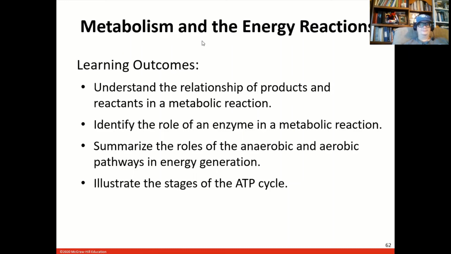And summarize the roles of aerobic and anaerobic pathways for energy generation. If you can use oxygen, you can get a heck of a lot more energy out of, say, a sugar molecule you're breaking down. Anyway, let's jump in.